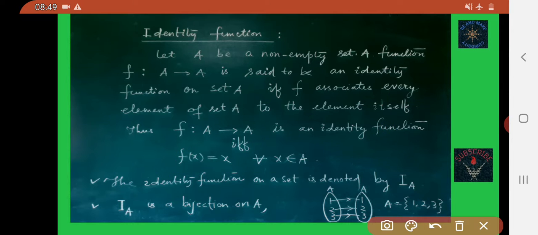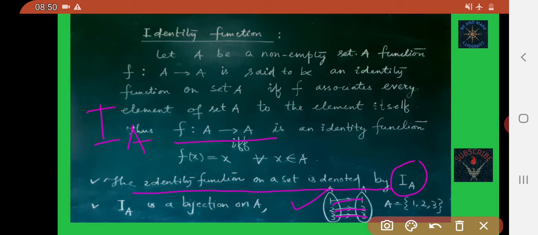If you put 1, then you get 1, if you put 2, then you get 2. So it is a 1-1 function as well as an onto function. So here you see f mapping from A to A. So 1 to 1, 2 to 2, 3 to 3, 4 to 4, 5 to 5. So this function is an onto function as well as a 1-1 function. And this function is denoted by I_A.